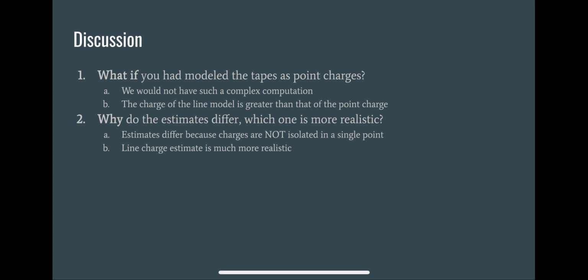And why is this? Well, the tapes aren't infinitesimally small points in space, like the point charge model assumes. They are a distributed line, or in this case, we assume they're a distributed line of charge, where each infinitesimally small chunk of that line exerts a force on each infinitesimally small chunk of the other line. Now, this causes a compounding effect of electric forces, which means that our Q value should be greater than that of the point charge, which we saw in this lab. And that's why this line charge model is more realistic.